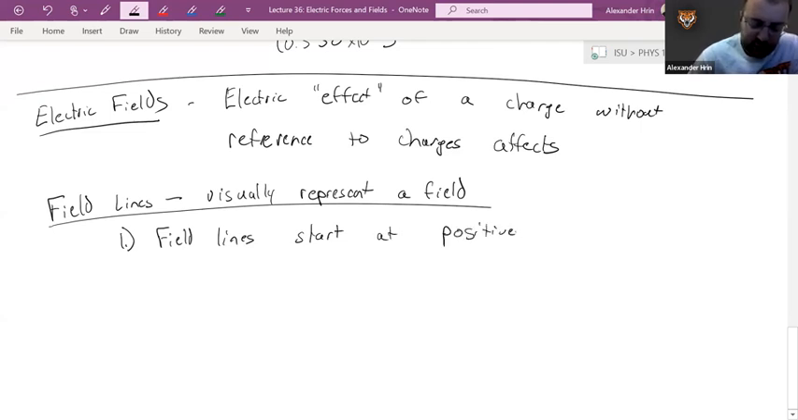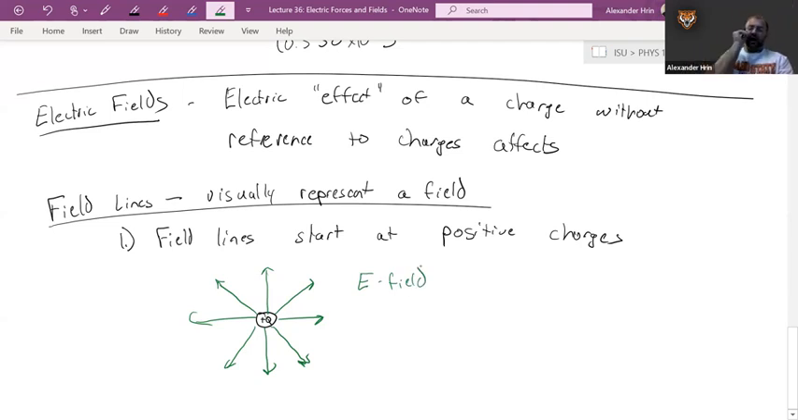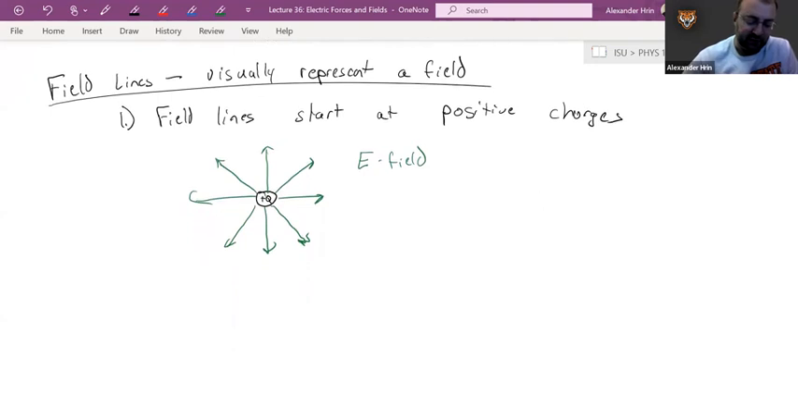Now, what do I mean by this? Well, if you have something with a plus Q right there, your electric field, and I'll draw 8 field lines for this one, is going to radiate outward kind of like so. So the green is the electrical field. And that's the idea, that they start at positive charges.